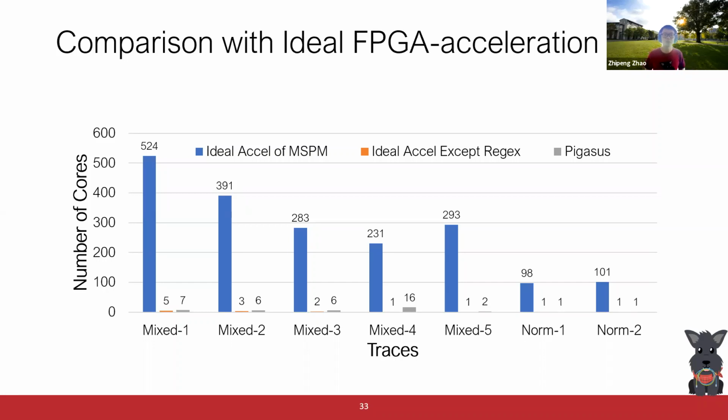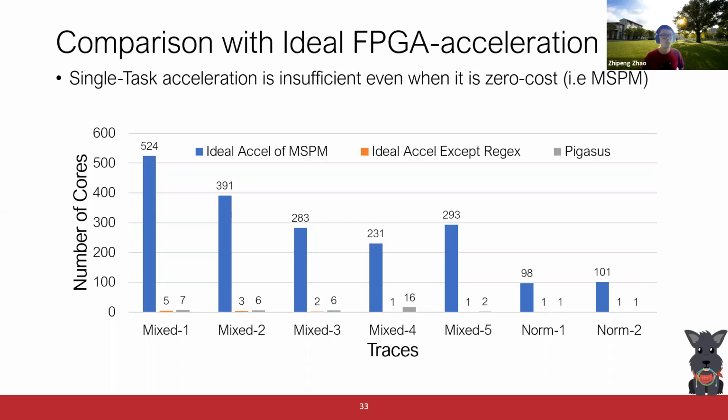To answer that question, we compare Pigasus with two data points. The first data point is the single task acceleration, where we assume that the multi-stream pattern matching module can be accelerated ideally, with zero cost and zero communication overhead, which is the blue bar in this graph. As you can see, by just accelerating a single task, we still need hundreds of cores to reach 100 gigabit per second.